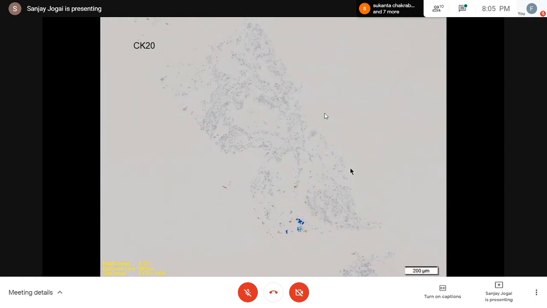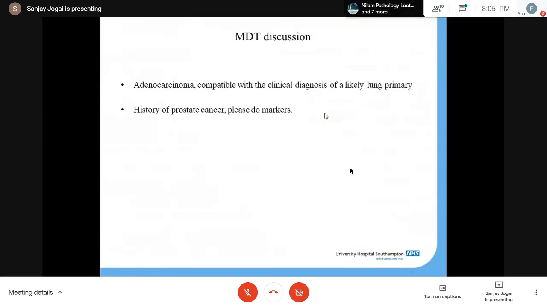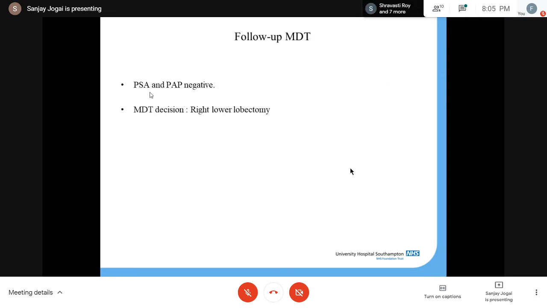So I reported it as such and left it there. Now, all our cancer cases are discussed at a weekly multidisciplinary team meeting, every single case. So we went to the MDT and I said, this looks like adenocarcinoma. It is TTF1 negative, but CK7 is positive, CK20 negative, so it will still fit in with a lung primary. So the oncologist comes back to me and says, hang on, this patient has a history of prostate cancer. Can you do markers, please? I said, okay, it doesn't look like prostate, but we'll do. That's fine. So we did PSA and PAP, and trust me, both were negative. I don't have the slides on that.